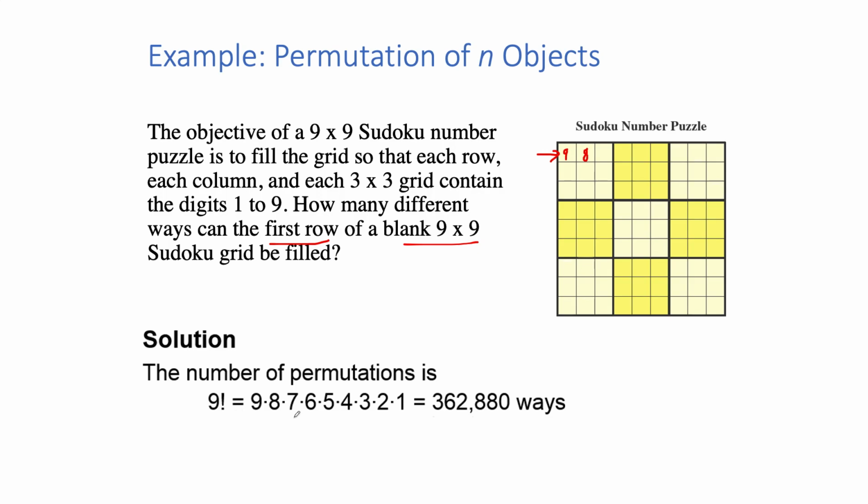So there are 9 factors: 9 ways to fill the first position, 8 ways to fill the second position, 7 ways to fill the third, 6 ways to fill the fourth, 5 ways to fill the fifth, and so on and so forth. This is basically an extension of the fundamental counting principle in a certain way.